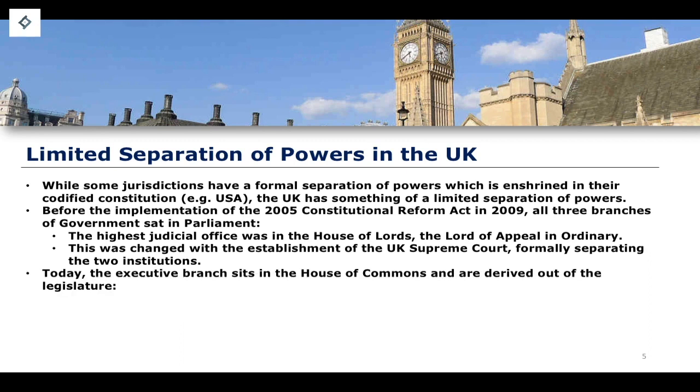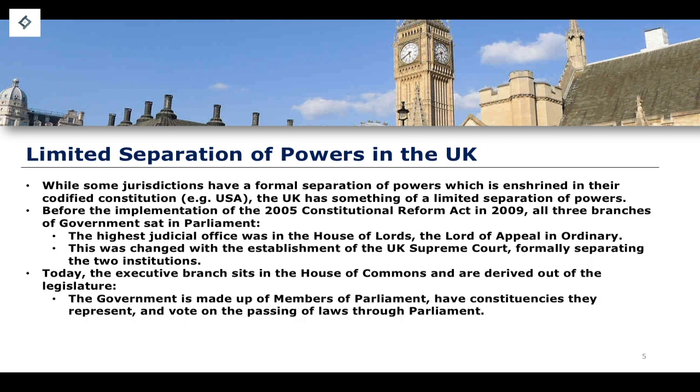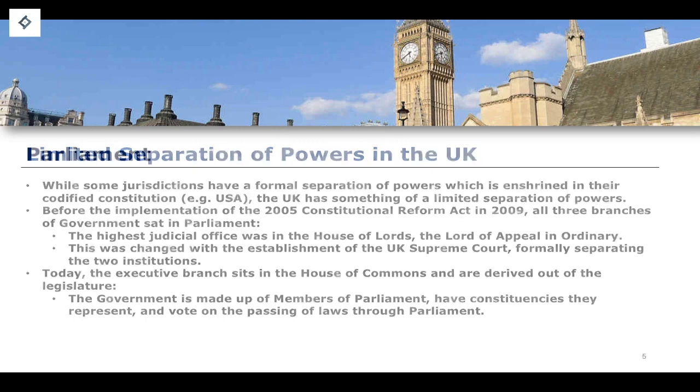But when it comes to the executive branch, it sits in the House of Commons and is derived out of the legislature. The government is made up of members of Parliament. They have constituencies which they represent. They have a vote in the passing of laws through Parliament. And as a result, you have not a separation of powers between the legislature and the executive, but you have a fusion of powers.